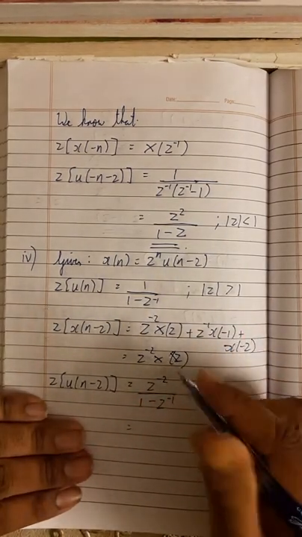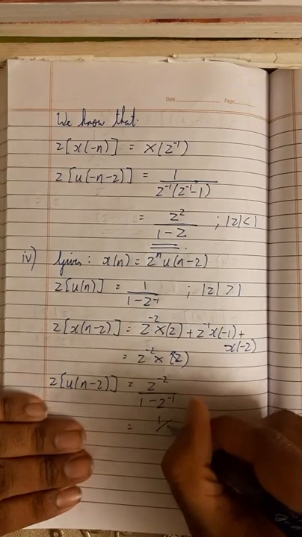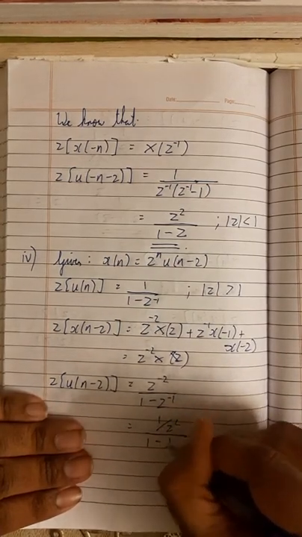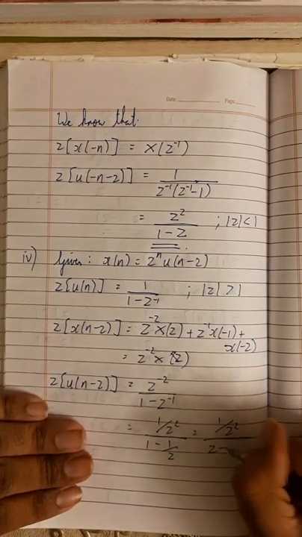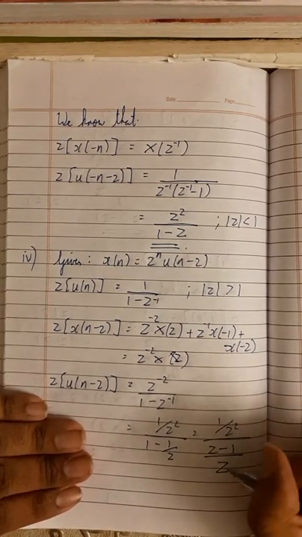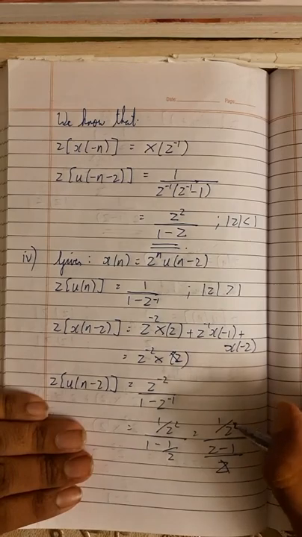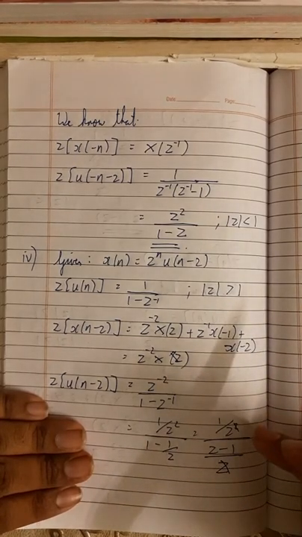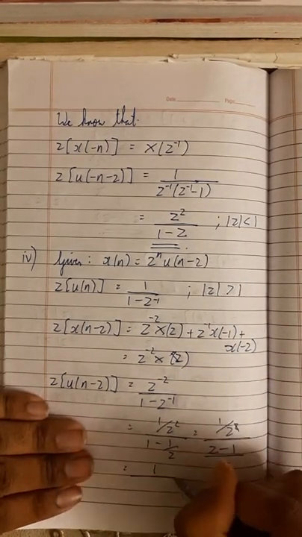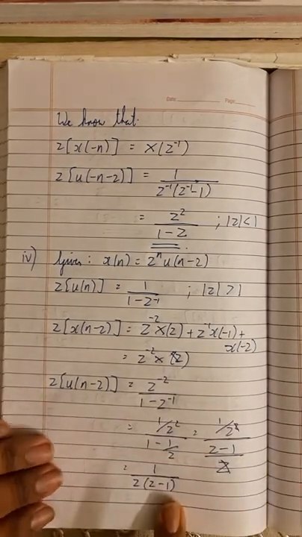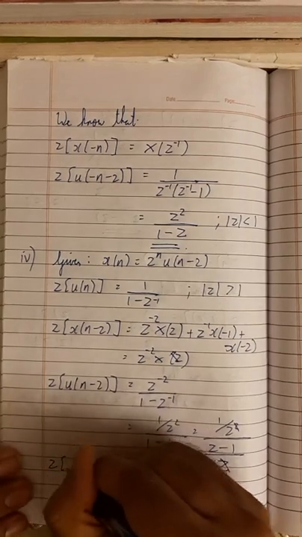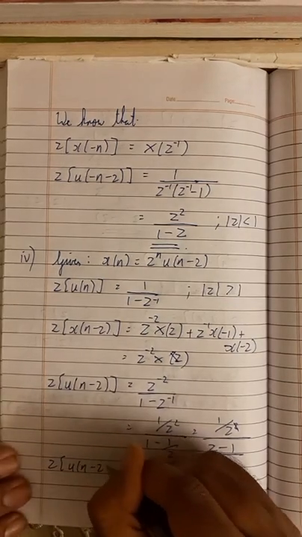Now I'm going to simply rewrite this equation, removing all the inverse powers. That means 1 by z square by 1 minus 1 by z, which is nothing but 1 by z square by z minus 1 by z. This z will get cancelled and the z square will become z, so your answer will be 1 by z into z minus 1. So now we found the Z transform of u of n minus 2.